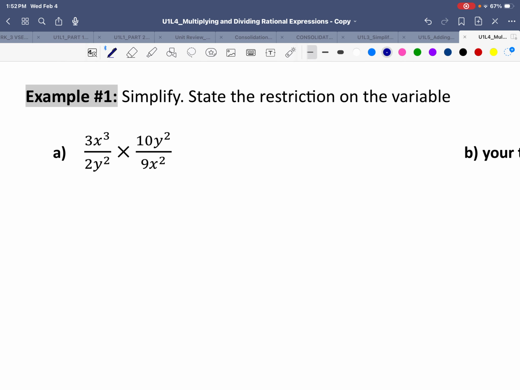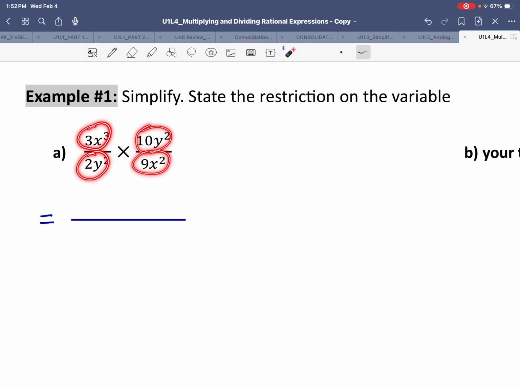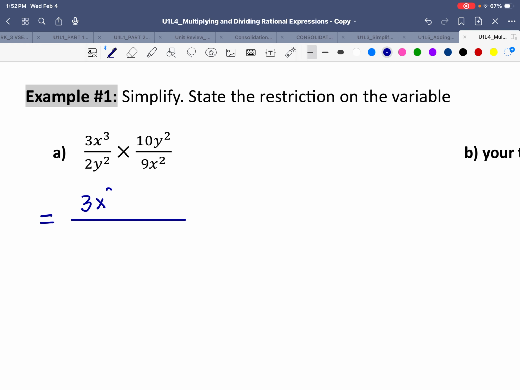So what we have in here is a rational expression, 3x cubed over 2y squared multiplied by the rational expression 10y squared over 9x squared. So you're multiplying numerators together, denominators together, and notice that here we have monomials everywhere, which means that there is nothing that we need to factor here, really. So 3x, and I'm going to show the steps in here again. So 3x cubed is multiplying 10y squared, and 2y squared is multiplied by 9x squared.